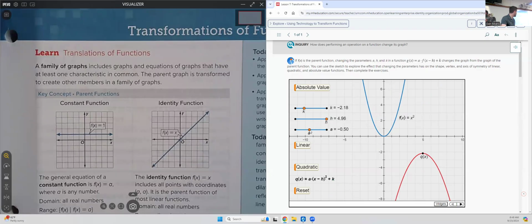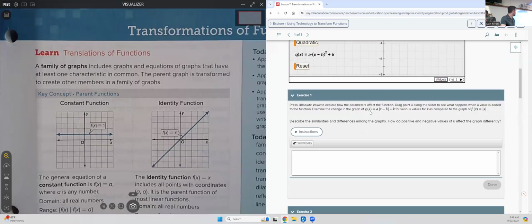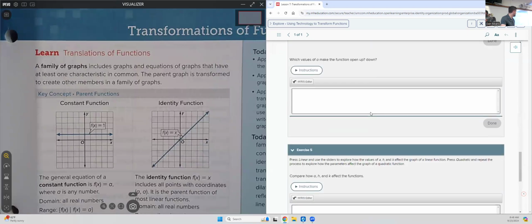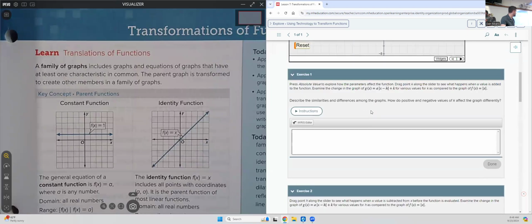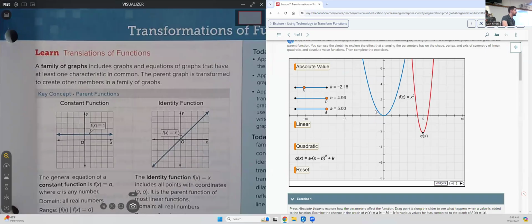If we mess around with a, as we go further away from 0 negatively, it gets very narrow and upside down. As we get closer to 0, it gets wider and wider and wider until it goes upwards, because now it's positive. And as we go away from 0, it gets narrower and narrower and narrower. So those are the main values and the main transformations that you will see with graphs.